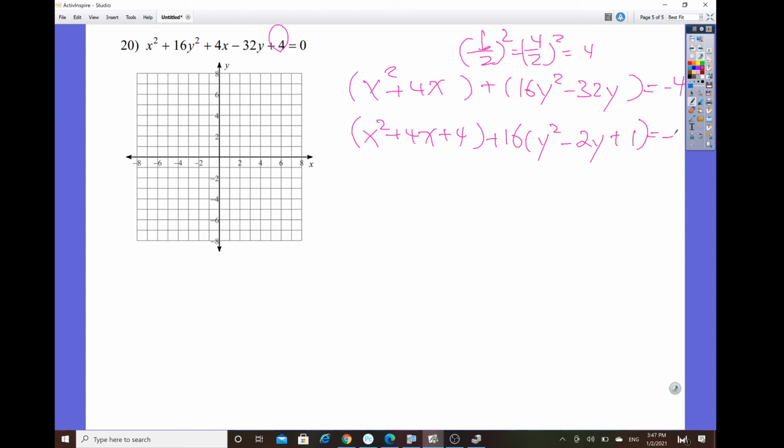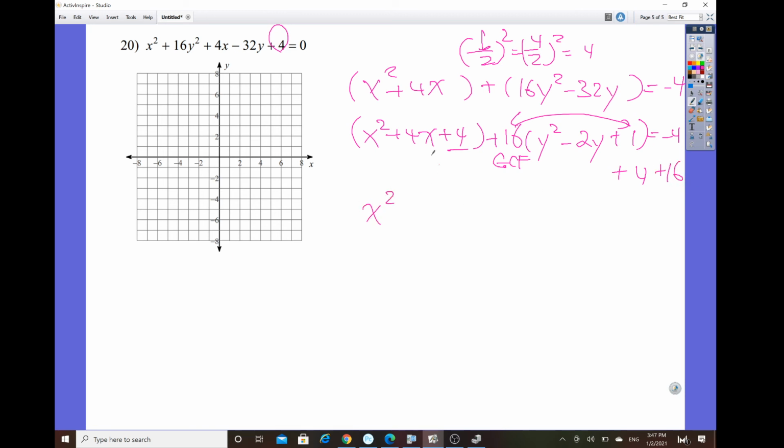Now I'm going to be very careful with the number that I need to add on the right hand side. For this one, nothing was taken out, so that means we just add 4. But this one here, it looks like we're just adding 1, but it's supposed to be 16 times 1, because 16 is the greatest common factor. So 16 times 1, that means we're adding 16.